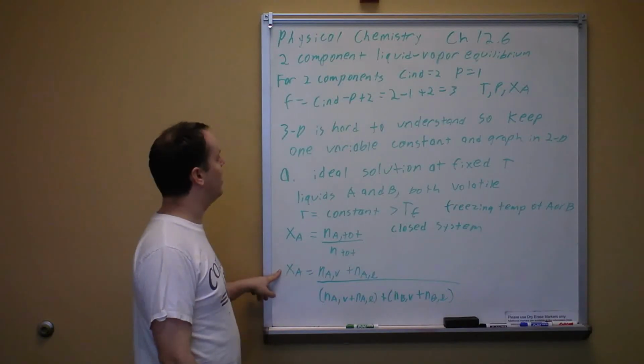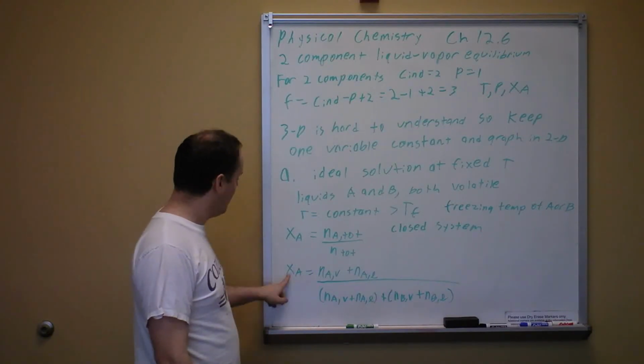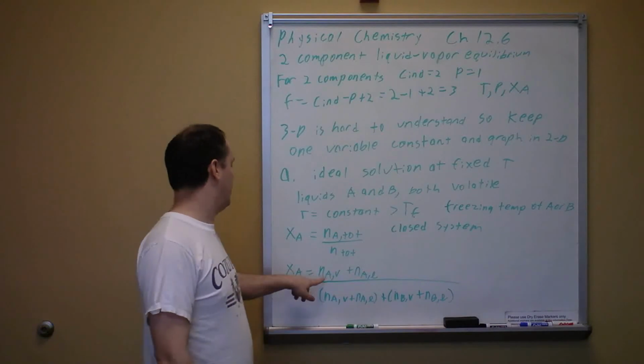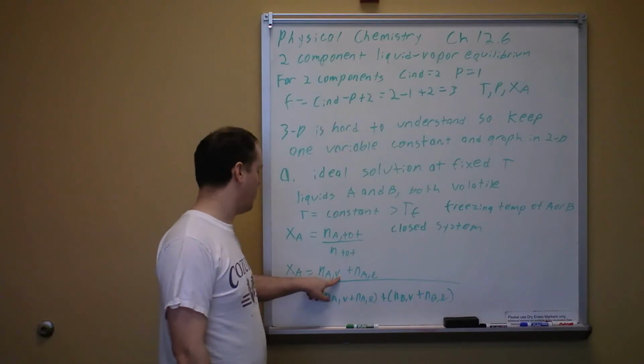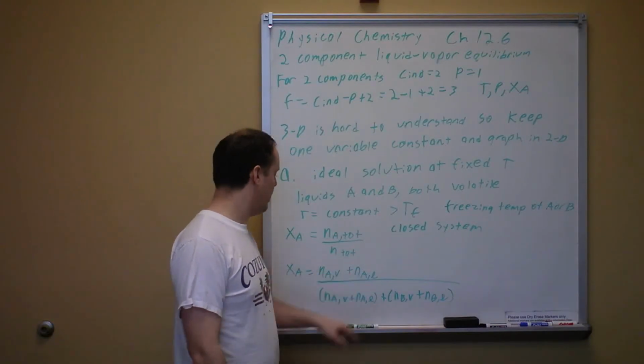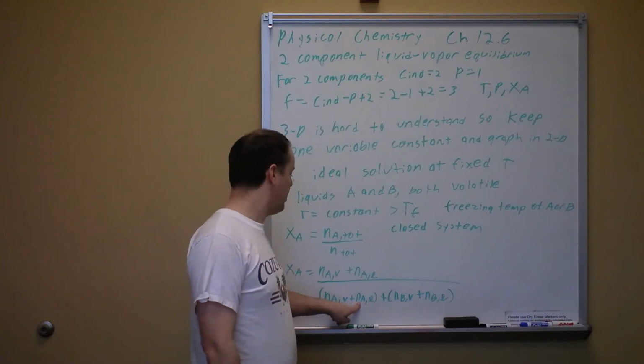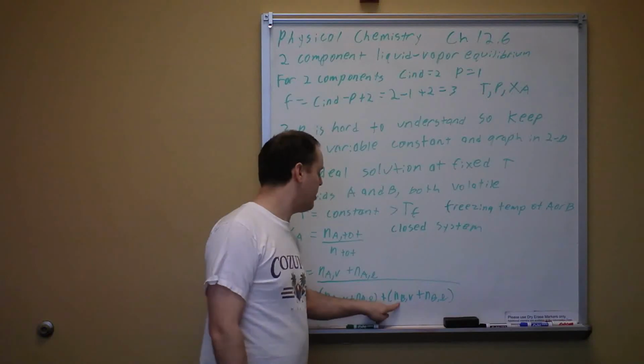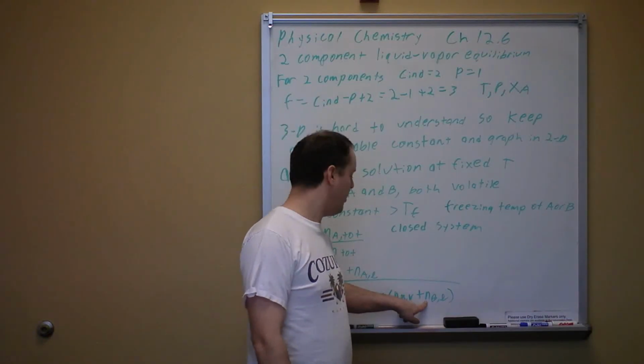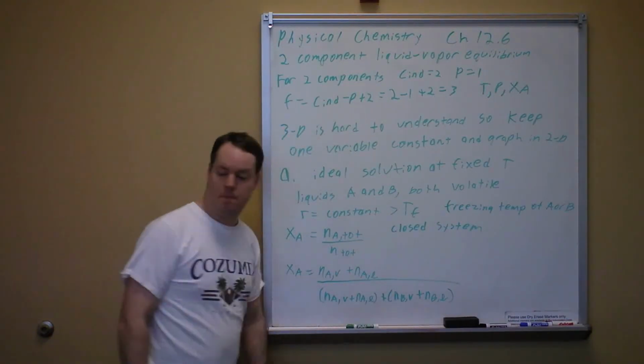So if we're going to be talking about liquid-vapor equilibrium, then the overall mole fraction of A is equal to the number of moles of A in the vapor phase plus the number of moles of A in the liquid phase, divided by the number of moles of A in the vapor phase, plus the number of moles of A in the liquid phase, plus the number of moles of B in the vapor phase, plus the number of moles of B in the liquid phase.